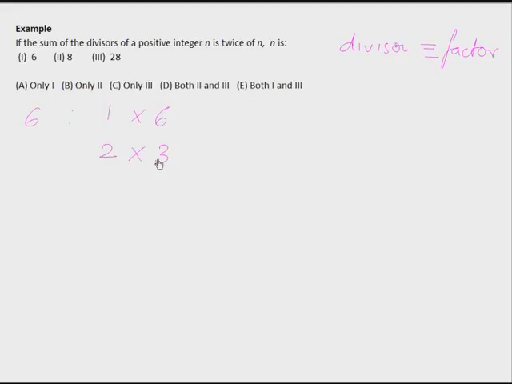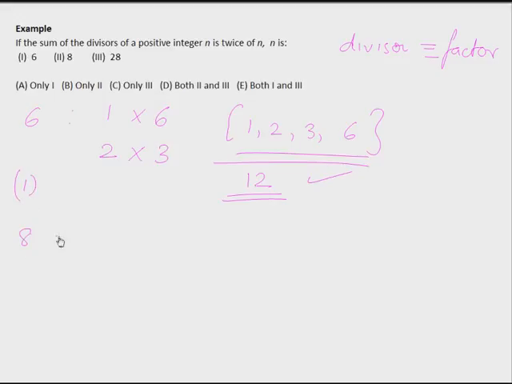So it has 4 factors. The factors of 6 are 1, 2, 3 and 6. No other number divides it properly. What is the sum of these factors? The sum of these factors is 12. So, if the sum of the divisors of a positive integer n is twice of n, then n is 6. Yes, so the sum of the factors is 12, which is twice of 6. So, 1 certainly satisfies the conditions.